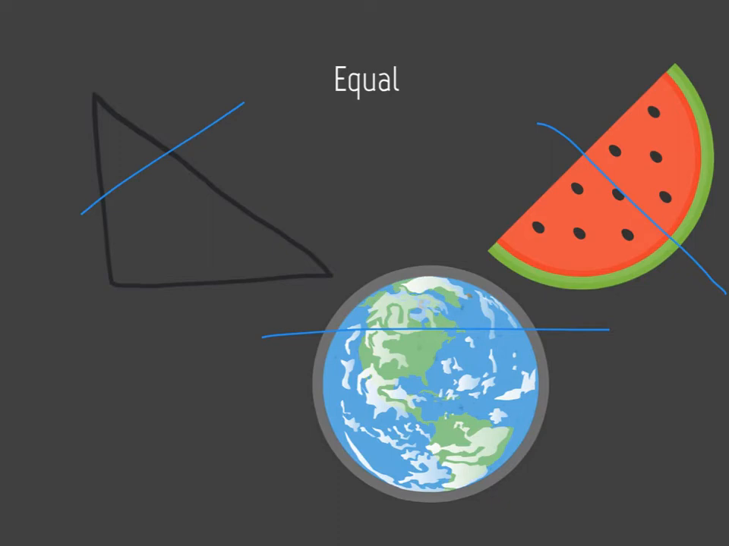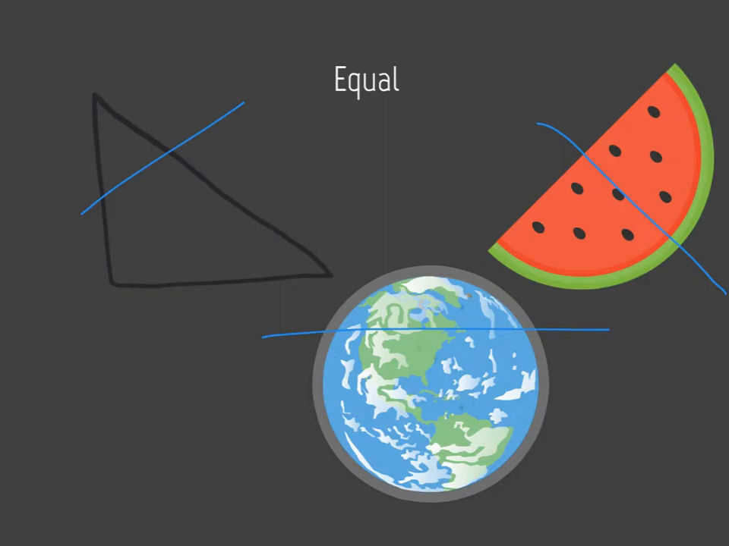Let's take a look at the watermelon. The watermelon is cut in equal pieces. This piece and this piece are roughly the same exact size. The earth is not cut into equal pieces, so not equal. This part of the earth does not equal this part of the earth, and that is going to be asked of you today on IXL.